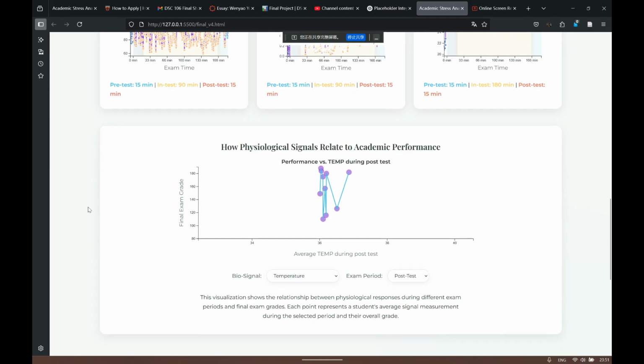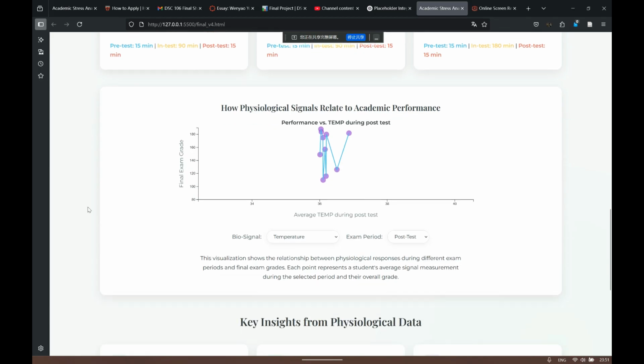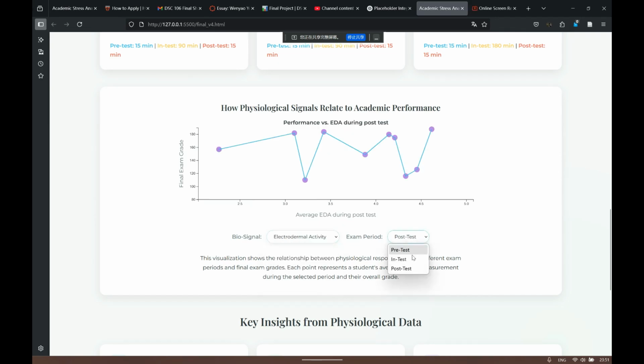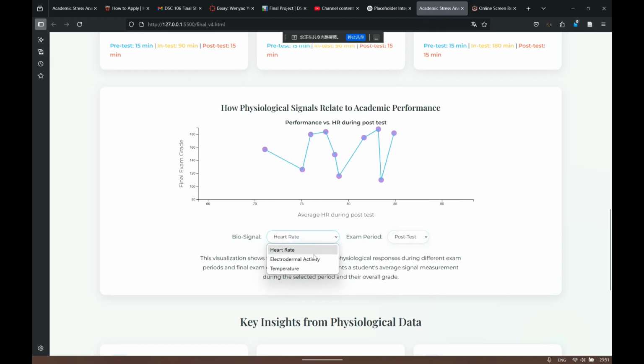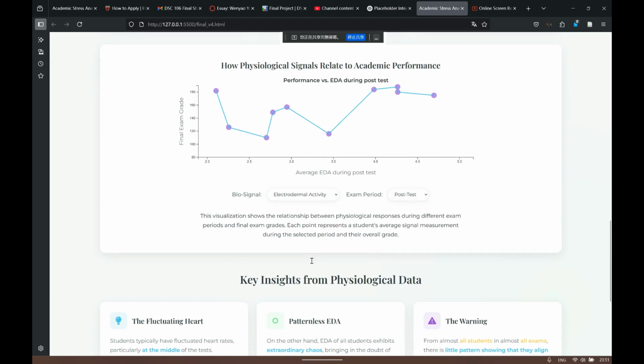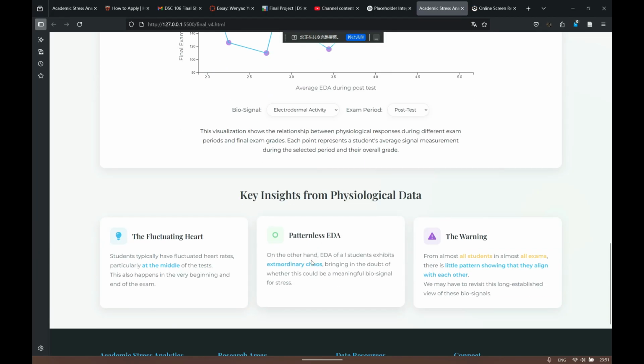And also we can then move to the performance chart, where you can test the biosignals against the grades received by each student. But as we can tell, it is not a really clear pattern because sometimes it's just all over the place. So, what are our takeaways?